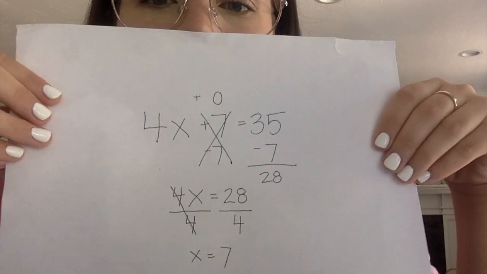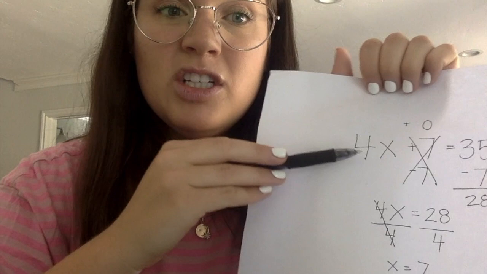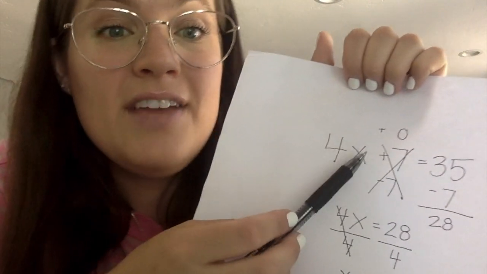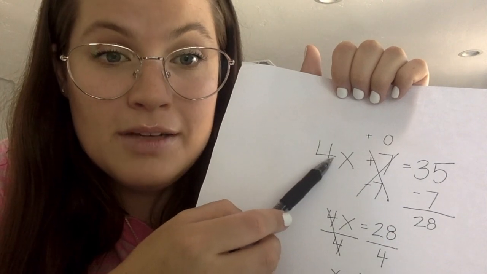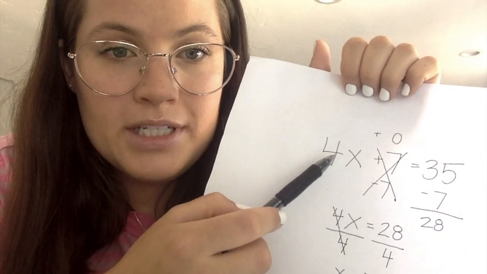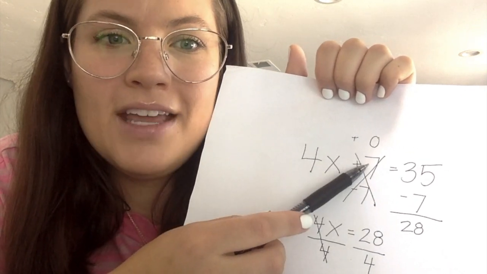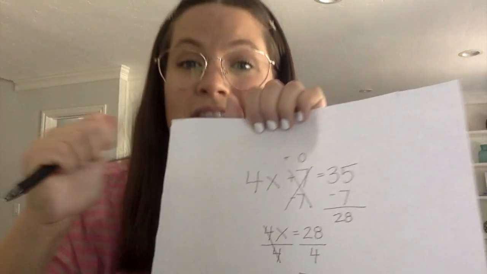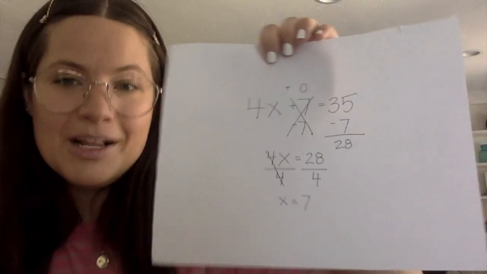So when we solve all of that, we get x equals 7. So now, if we were to go back to the top and plug in 7 here, we would have 4 times 7, because 4x is the same as 4 times x. 4 times 7 is 28, right? 28 plus 7 is 35. And so that is how you solve for an unknown variable in an algebraic equation.